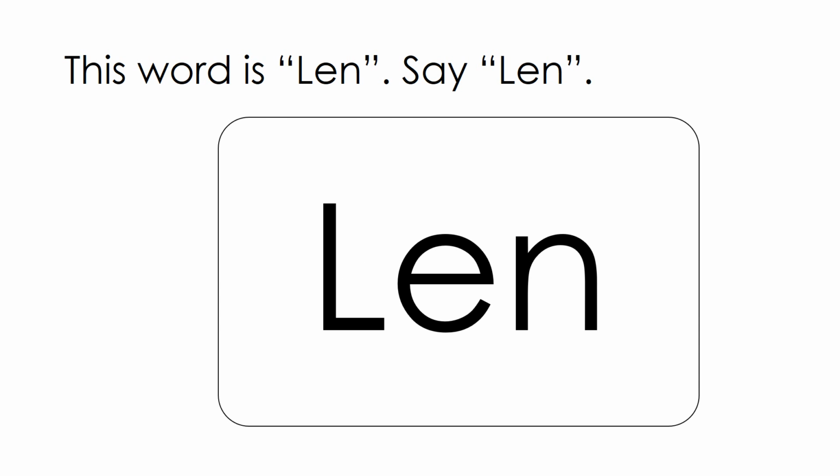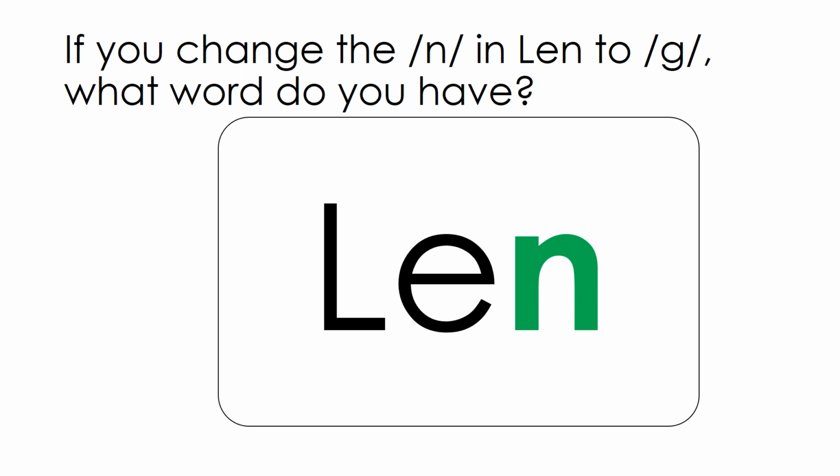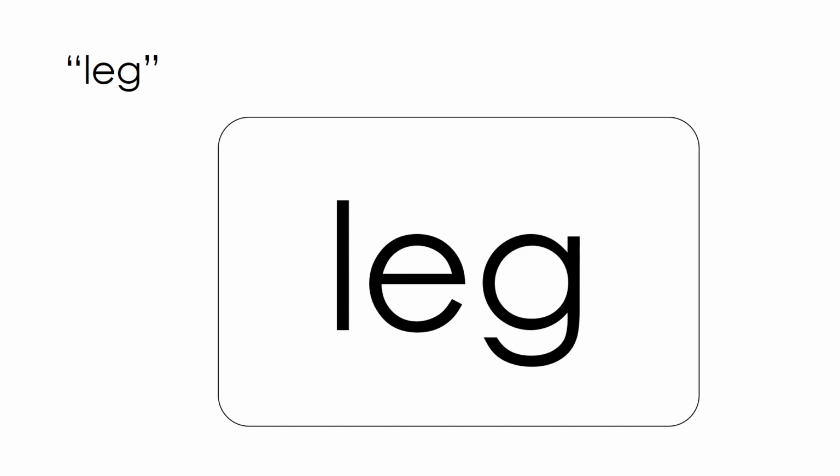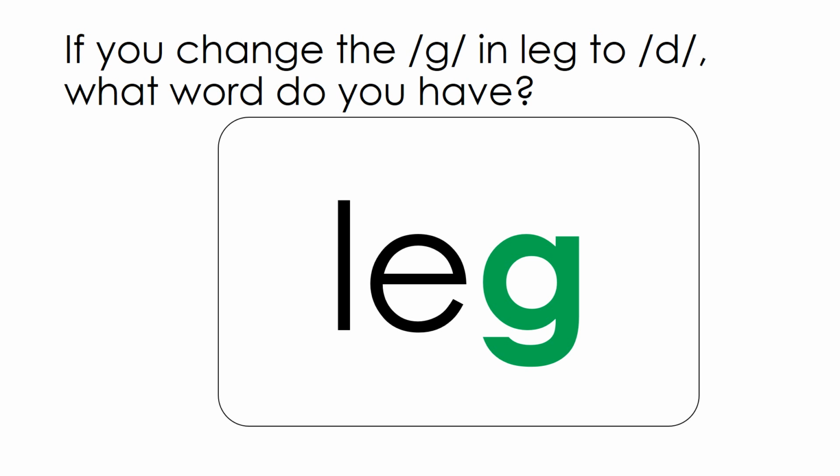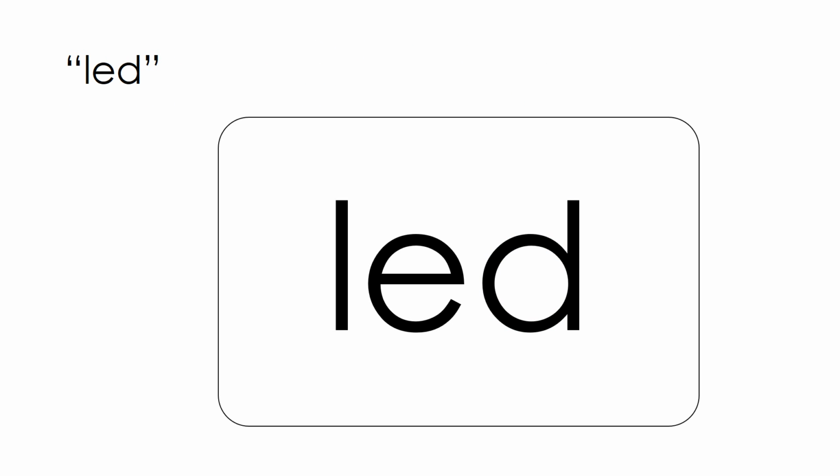This word is len. Say len. If you change the N in len to G, what word do you have? Leg. If you change the G in leg to D, what word do you have? Led.